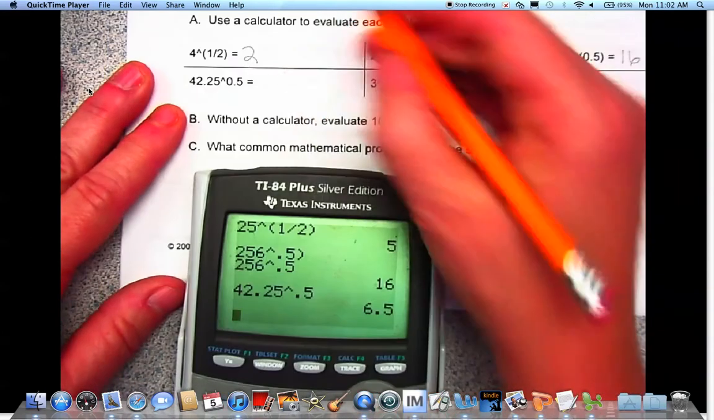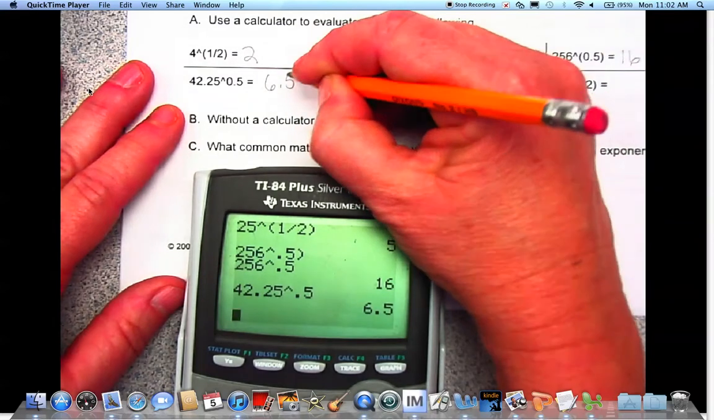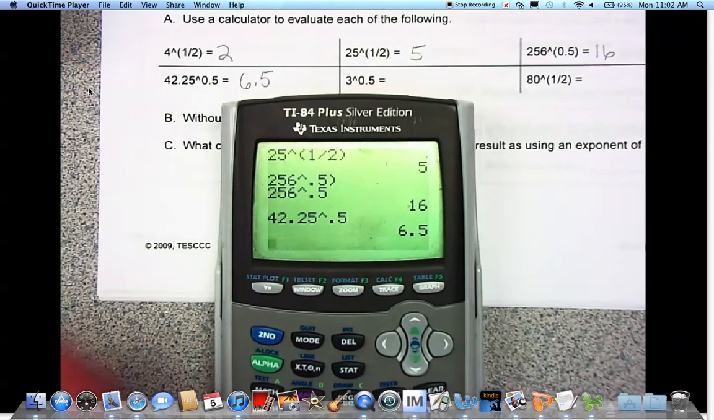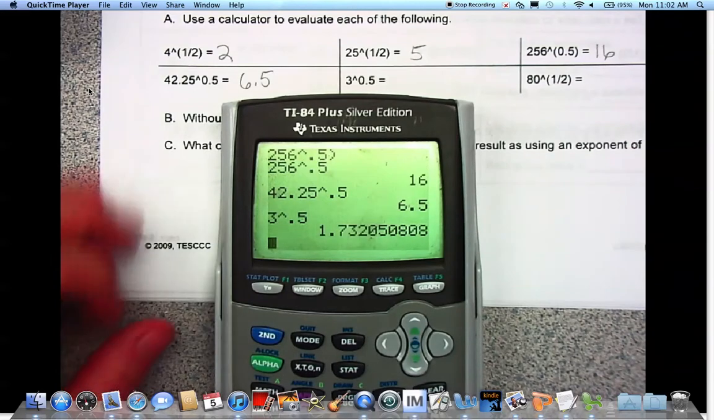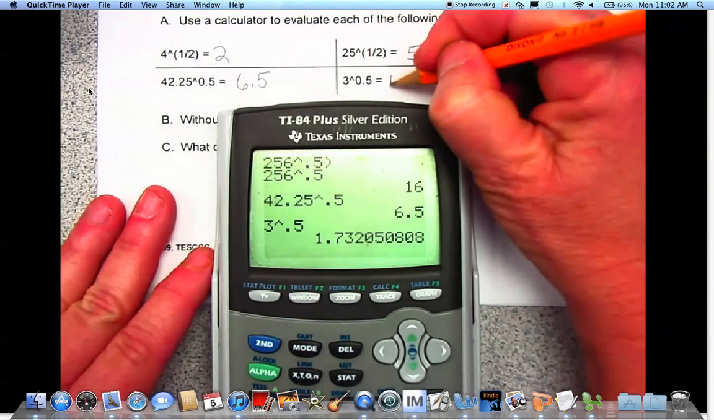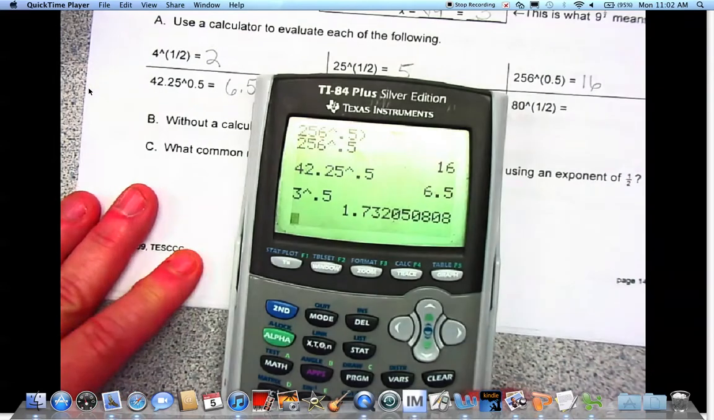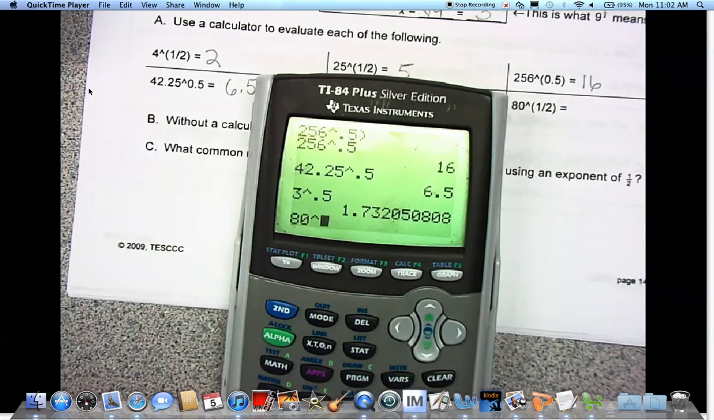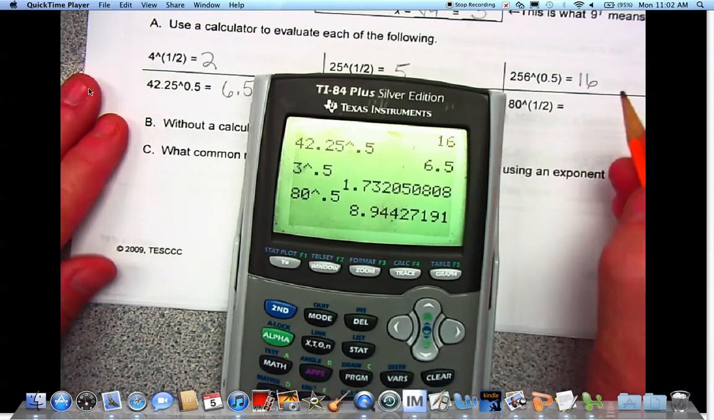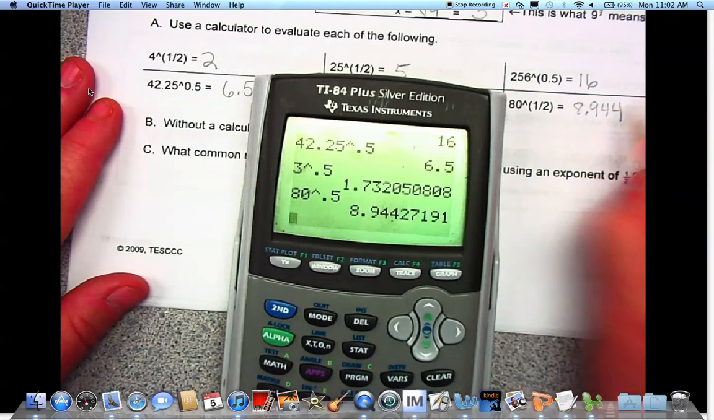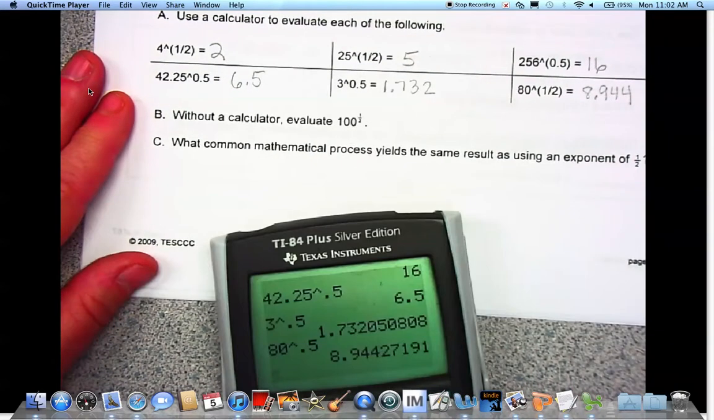6.5. Now, 3 to the 0.5 is not going to come out even. 1.732. And then 80 to the 0.5. Why are these not coming out even? Because they're not perfect squares. That's right. Can't take the square root of them, can you?